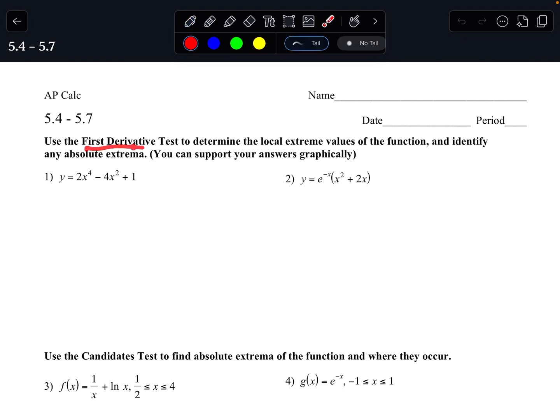Use the first derivative test to determine local extreme values of the function and identify any absolute. Nah, we're not going to do that part. It's too late. I already printed these, but whatever.